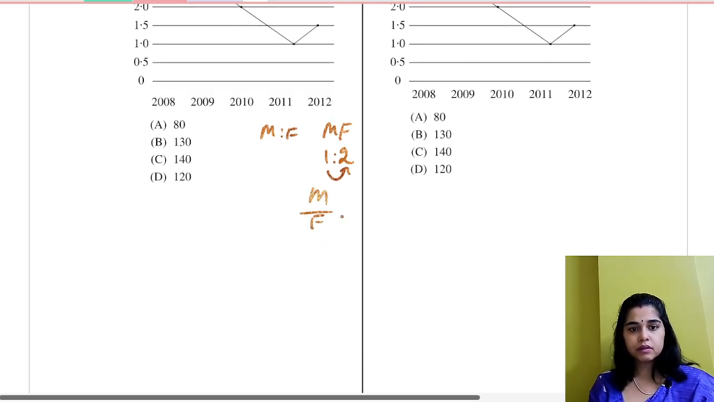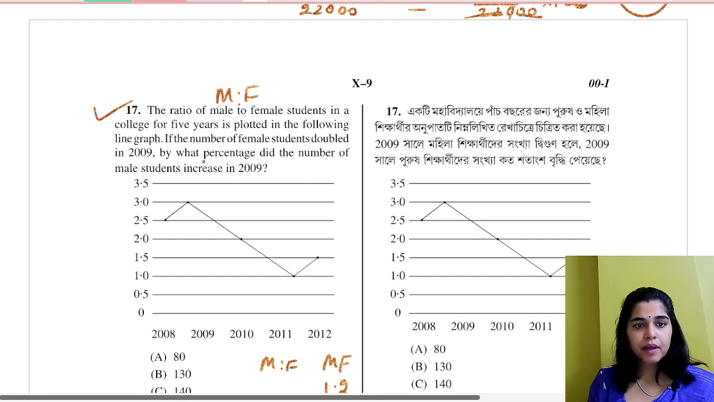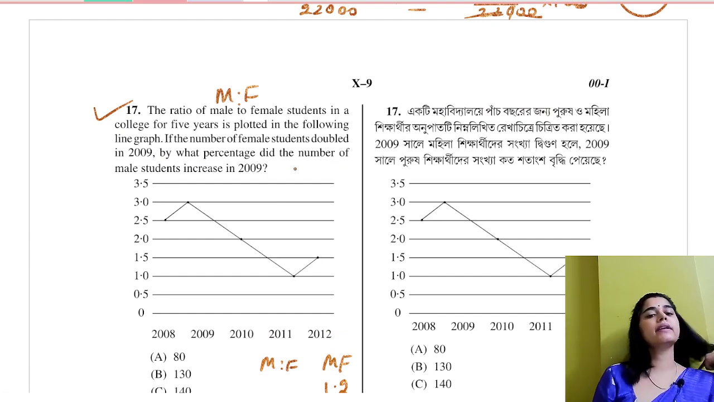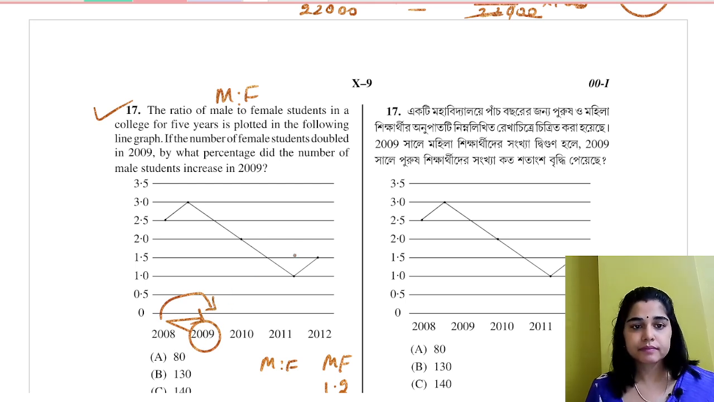Male upon female equals 1/2. Okay. And next, what is it saying? By what percentage did the number of male students increase in 2009? So they're asking about 2009. What percent increase? We will check the increase in 2009, but from where? From 2008 we will see how much it increased. In whom? In the male members. So they're asking about how much the male increased.